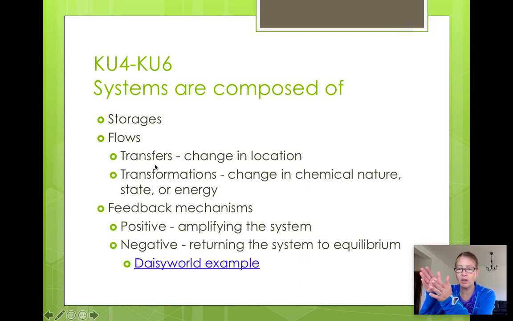A transfer is when you take one part of the system and move it from one place to another, but you're just changing the location. Whereas in a transformation, you're actually changing something in nature, whether it's moving from solid to liquid, which is a physical state change, or chemical in nature if there's some sort of chemical reaction happening, or if energy is being passed or transformed somehow. Many systems also have feedback mechanisms, some that can amplify changes, and others that can trigger bringing the system back to an equilibrium state. We'll probably get more into feedback mechanisms in the next unit, 1.3.